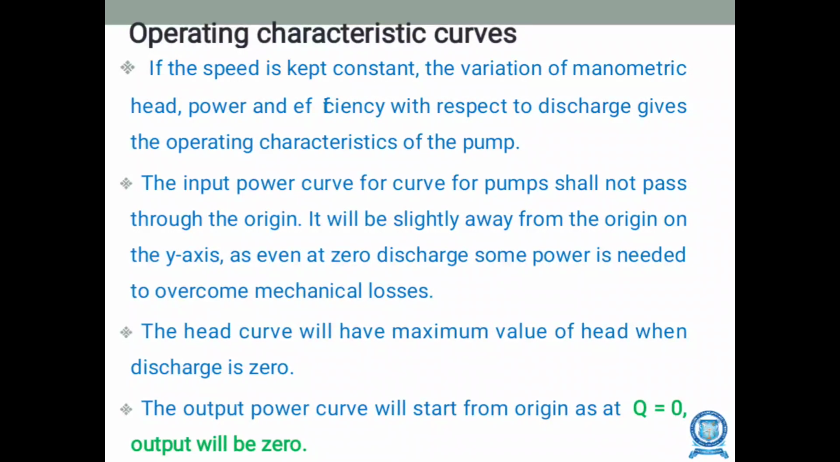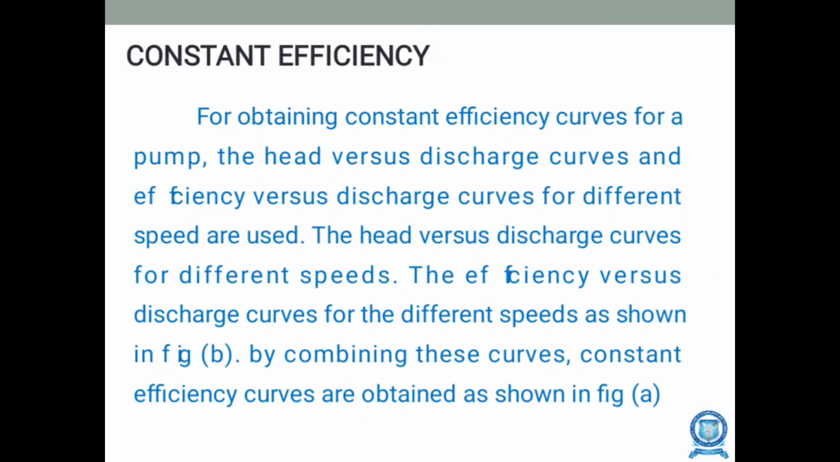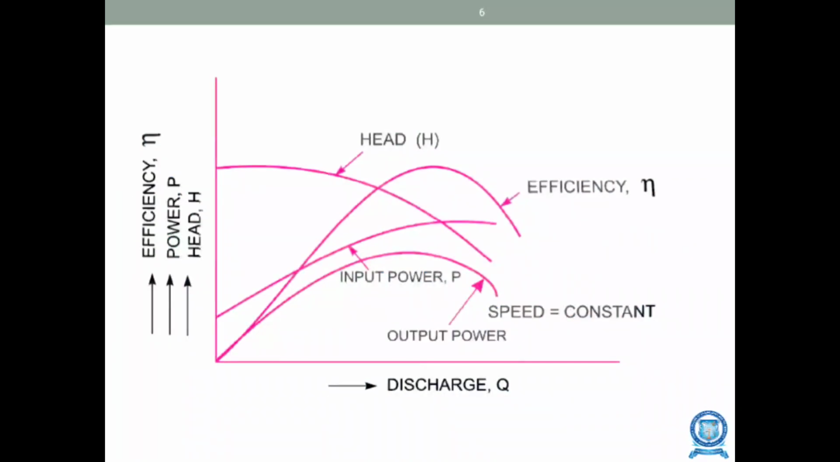The output curve will start from Q equal to 0, and the output will be 0. You can see the efficiency versus discharge, and the head will be starting from the top. The efficiency curve reaches a maximum point and then comes down. The output power is also the same way. Input power, you can see how it varies, and the output power will be there for various efficiencies. Your efficiency is varying, power is varying, head is varying, while your speed is maintained constant. Again I am repeating, speed is maintained constant. You are checking how it is operating under various conditions.